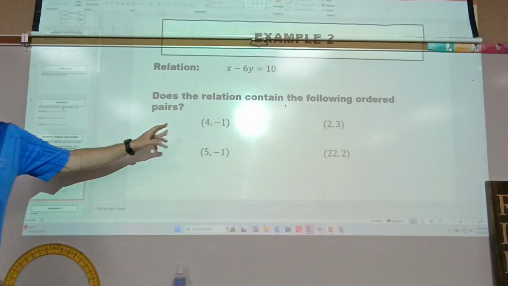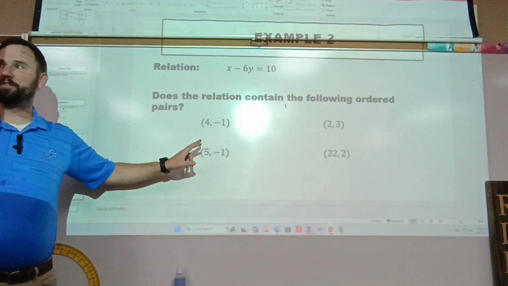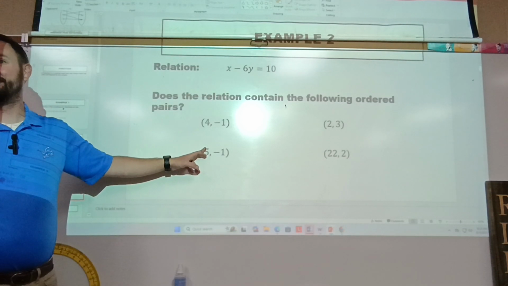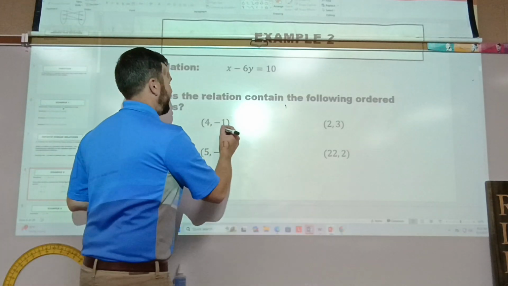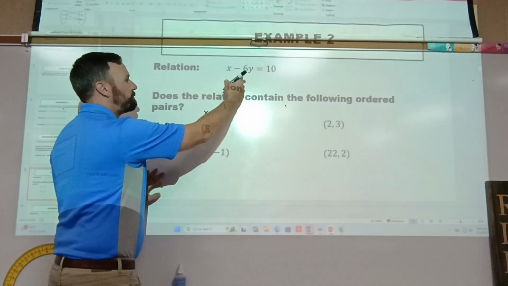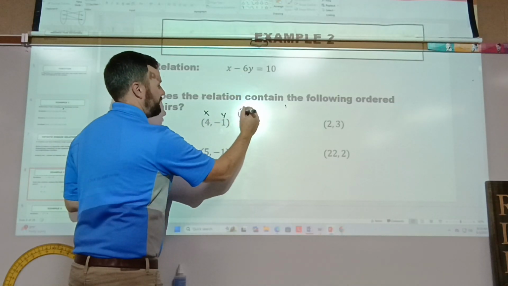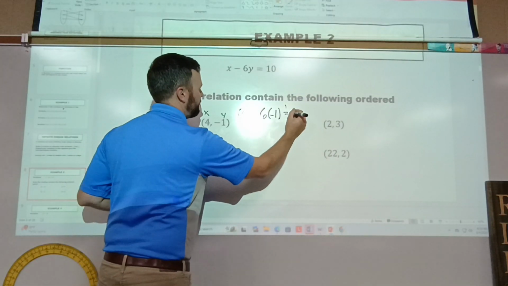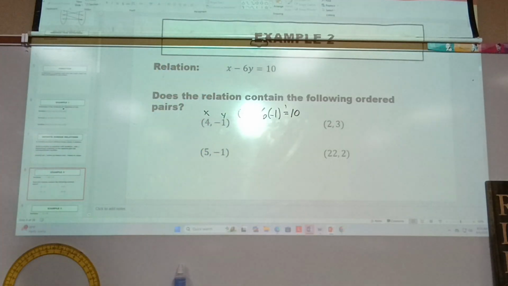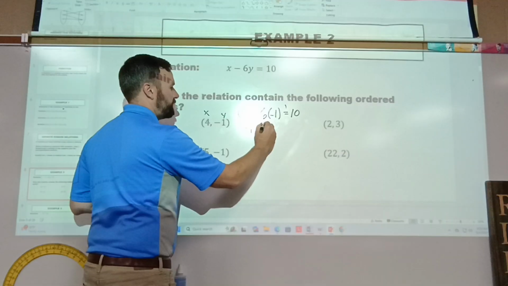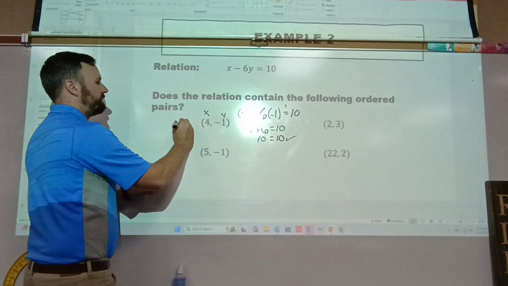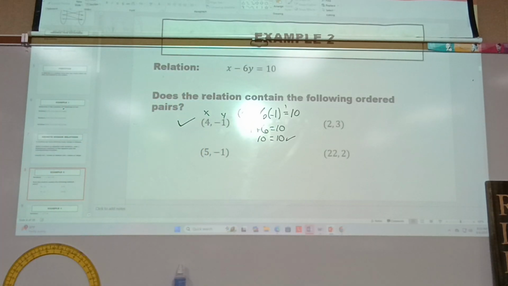All right. How do you think I can figure out if this relation contains that point? What should I do with those two numbers? Same thing you do with your phone when the battery's dead. Plug it in. This is my X and this is my Y. I plug it in and see if it's true. So I do 4 minus 6 times -1, and I see if that equals 10. So that becomes 4 plus 6. That is a member of that relation. I plug them in and see if it works.